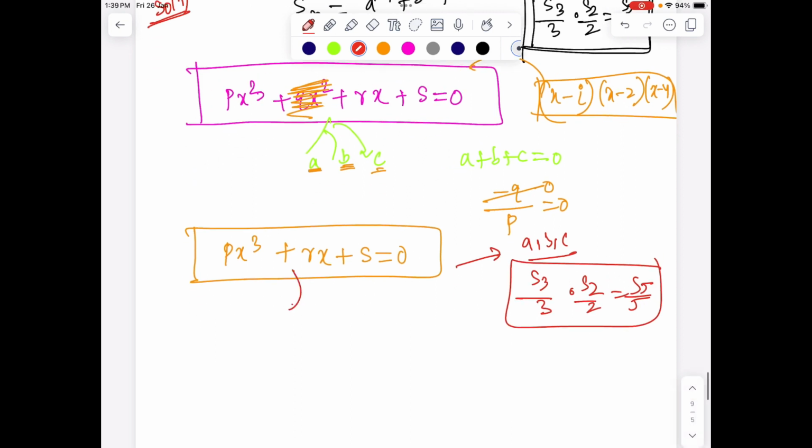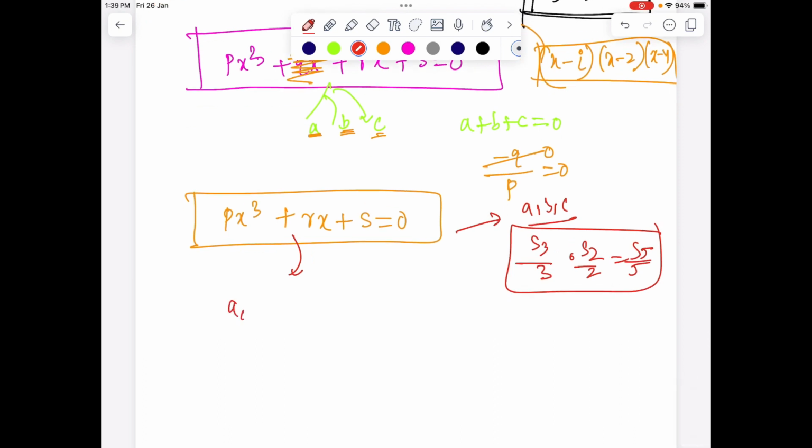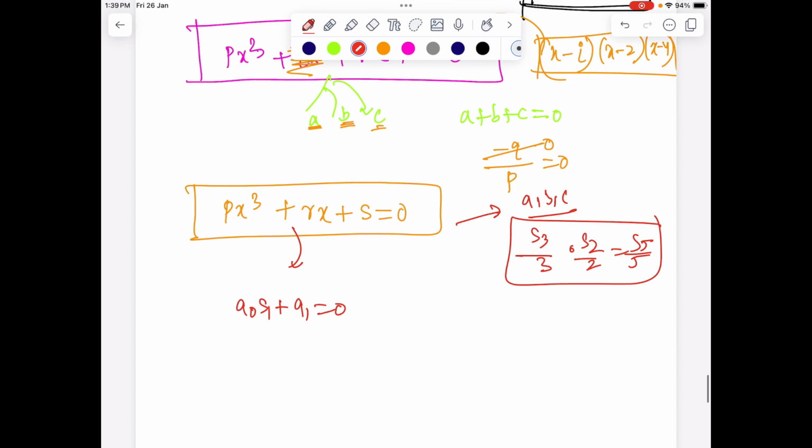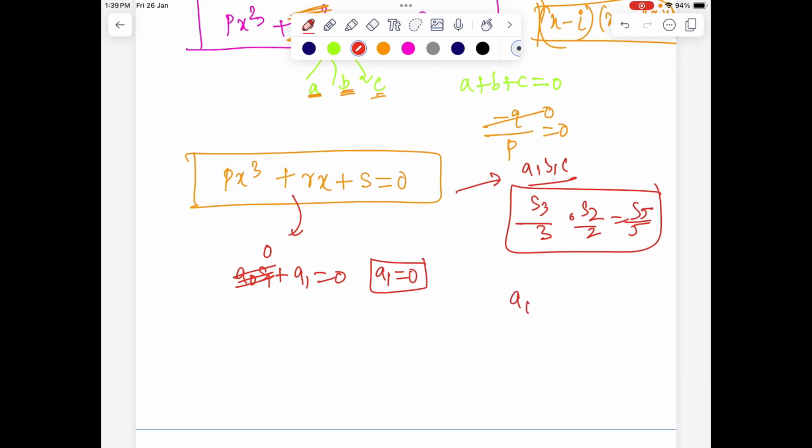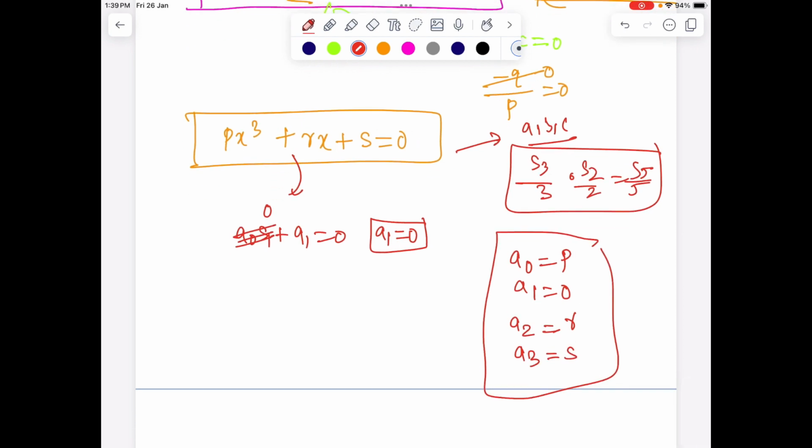Now we know using recursion, we can easily find S3, S2 and S5. So let's start the game. Since we know A0 S1 plus A1 equals 0, that would automatically give A1 equals 0 because S1 equals 0 in this case. A1 means the coefficient of x square is missing here. So let me write A0 is p over here, A1 is 0, A2 according to our notation is r, and A3 is s. With this notation we can keep on playing.